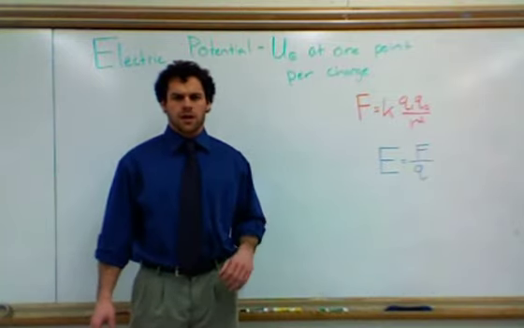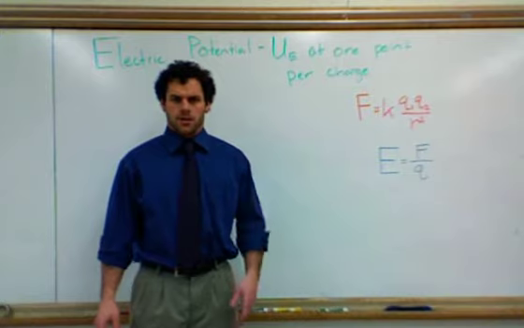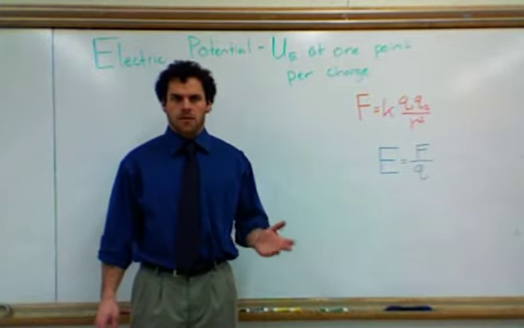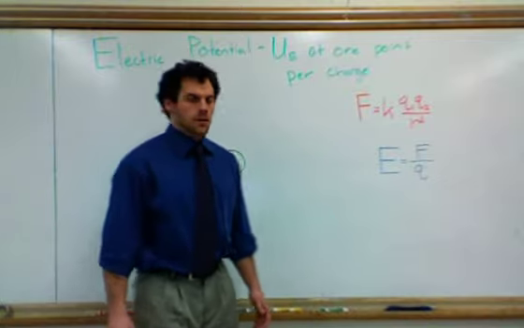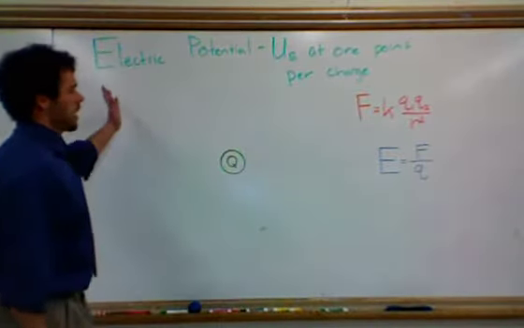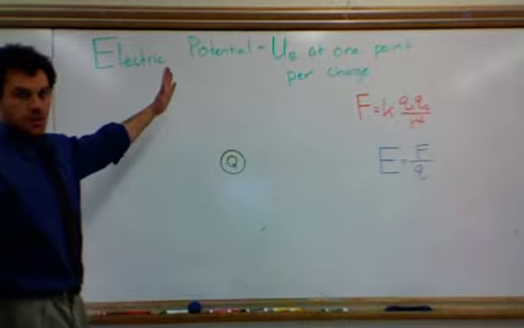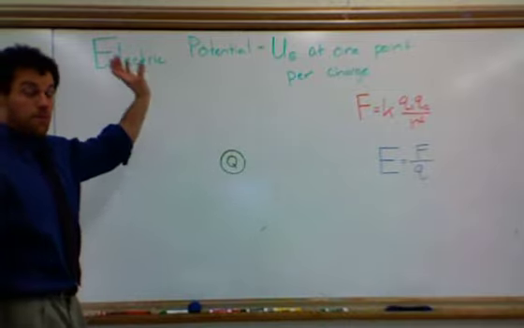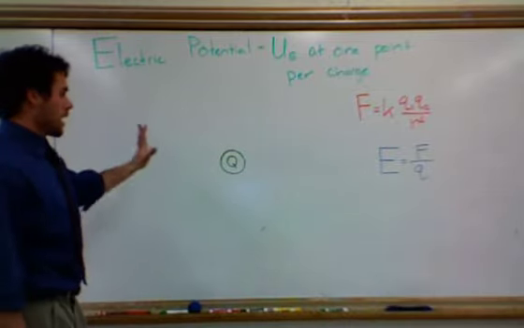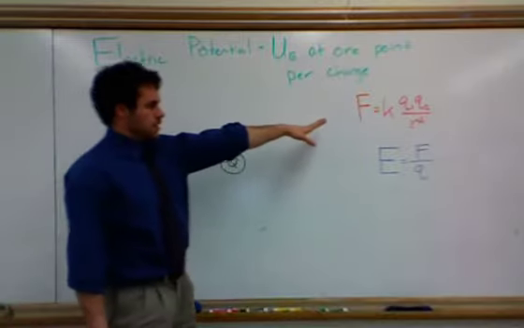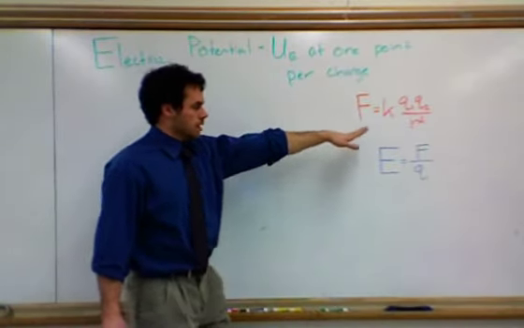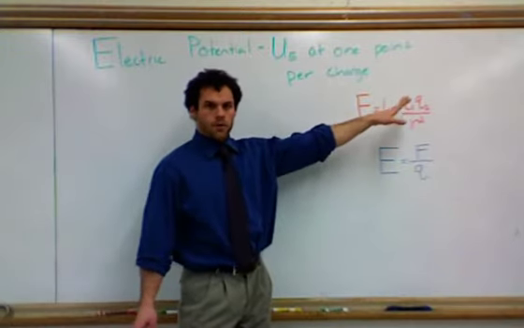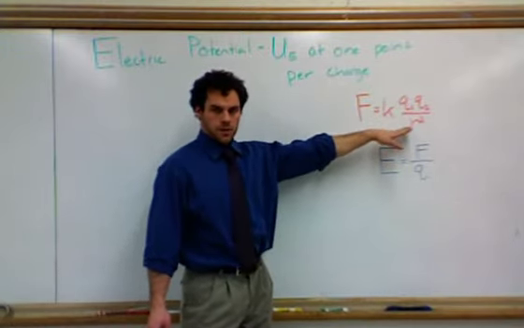Hello. In this video lecture, we're going to look a little bit more at electric potential and what happens around specific charges and how it relates to the electric field. Electric potential is the electric potential energy at one point per charge. And the electric force due to two charges depends on Coulomb's constant, both charges, and the distance between the two of them.